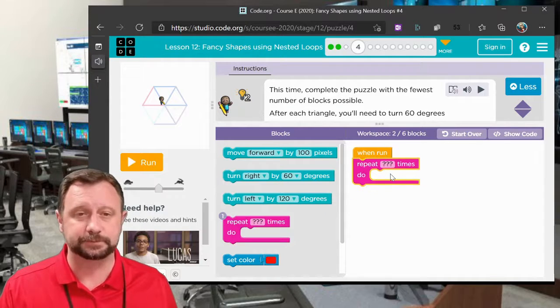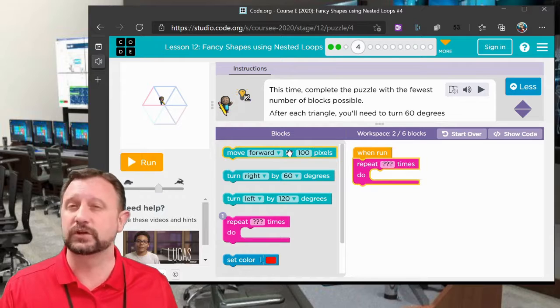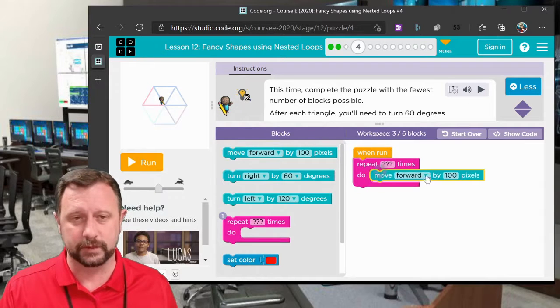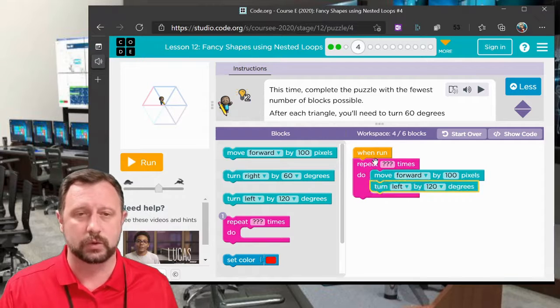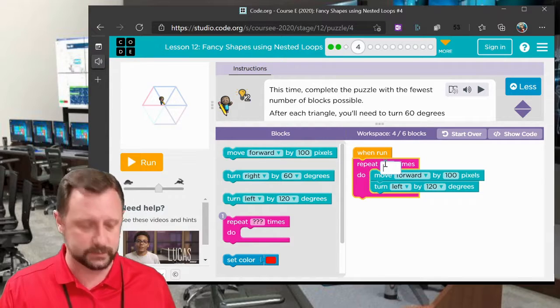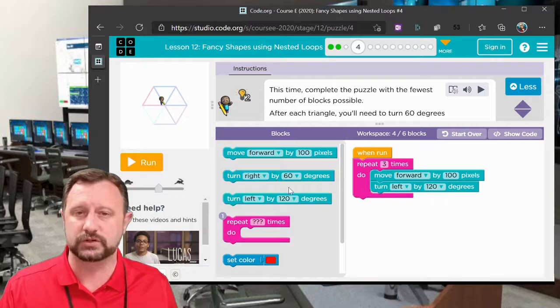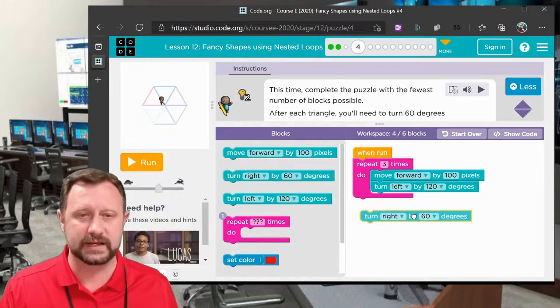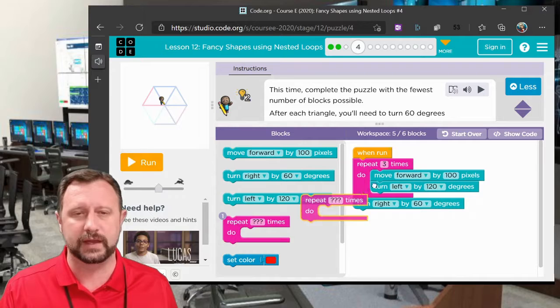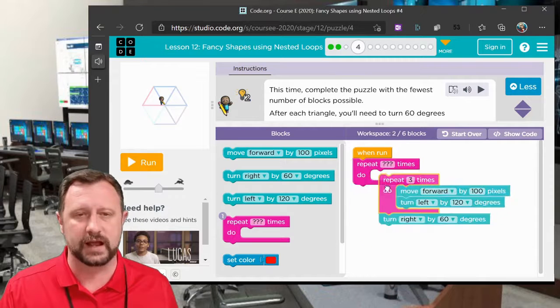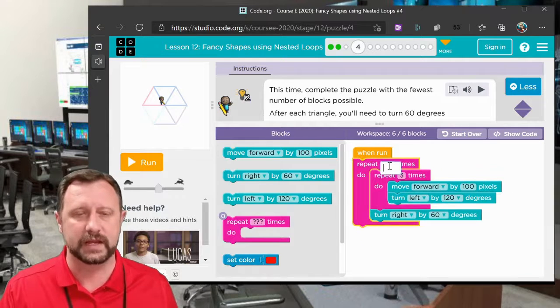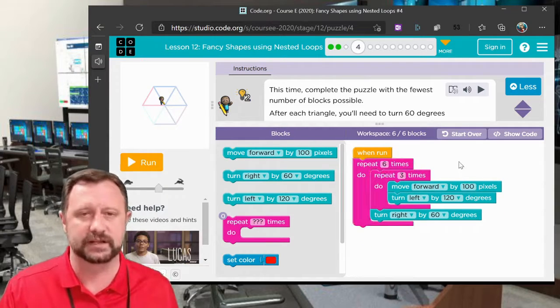Once again, same idea. See if you can do this without watching it, hopefully, but we're going to go forward by 100. We're going to turn 120. We're going to do that 3 times. When we draw one triangle, then we are going to turn to the right, and we'll do that whole thing over and over and over again. How many triangles do we have? We do that whole thing 6 times, like so.